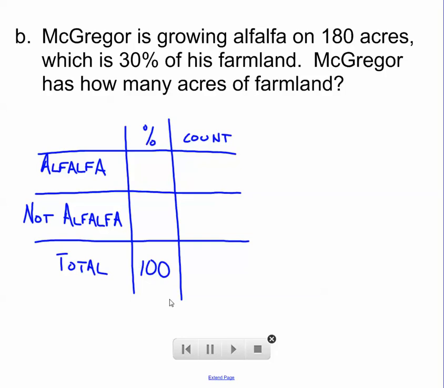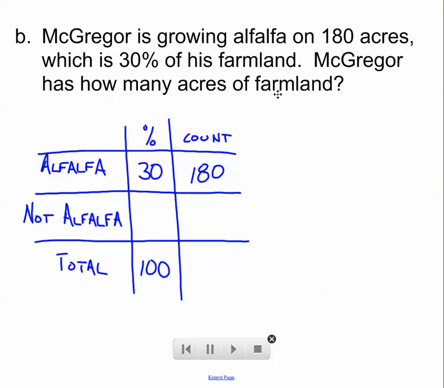Okay, the percent total is always going to be 100. That's a given. Always, always, always. You put it in before you even start looking at your problem. Okay, he's growing alfalfa on 180 acres. That is a count of the number of acres that he is growing alfalfa on. Let's say that 180 acres is 30% of his farmland. So this 180 acres is 30%. That's the part that he's growing alfalfa on.